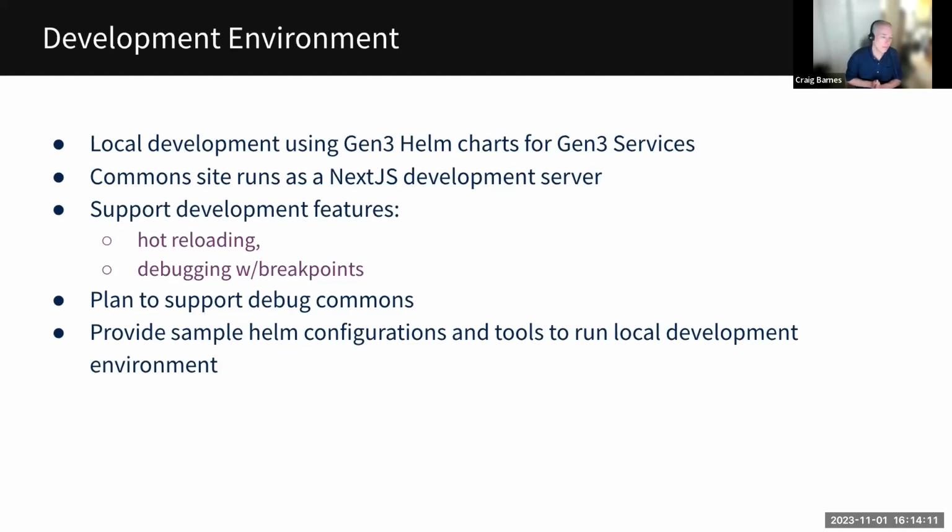We plan to support debugging commons. So basically, I have a commons and now I want to develop locally. I'm going to point towards that, grab the data, and run locally using the remote APIs. We will provide sample Helm configurations and tools to run local development environments, help you get things set up, hopefully help you with certificates and authentication and anything else you might need, and of course documentation to support development of your site. Next slide, please.